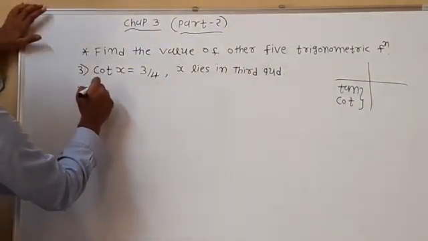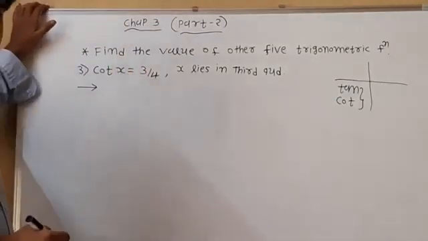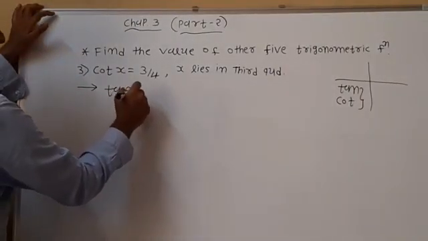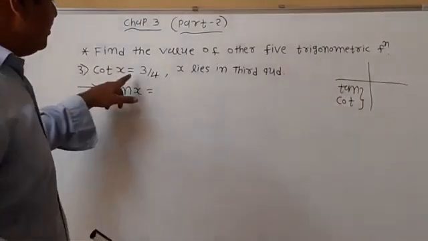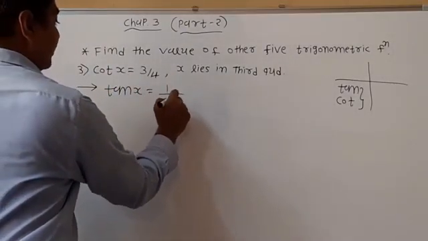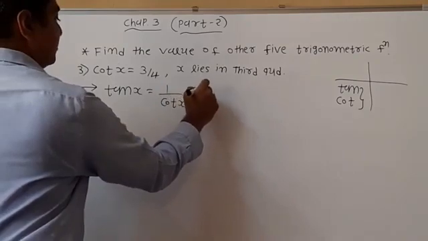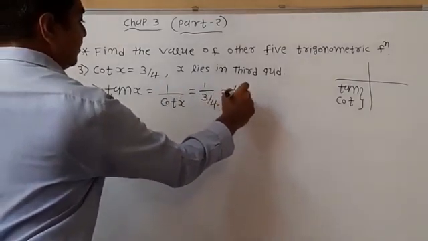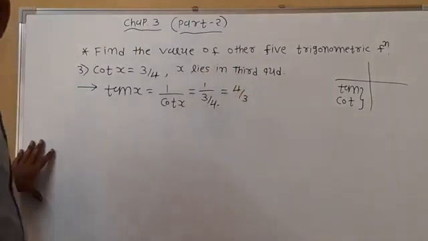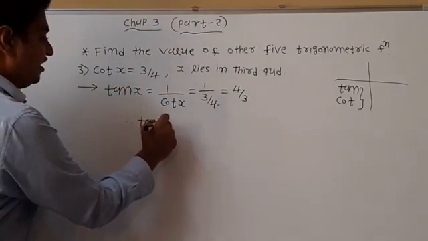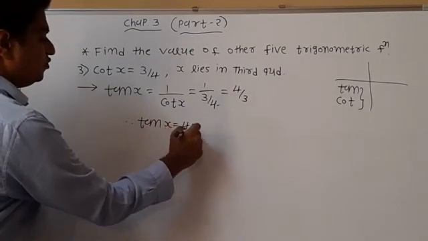So here, using cot x, first find the value of tan x. tan x is equal to 1 upon cot x, which is equal to 1 upon 3 by 4. So we write 4 by 3. Therefore, we get the value of tan x is equal to 4 by 3.